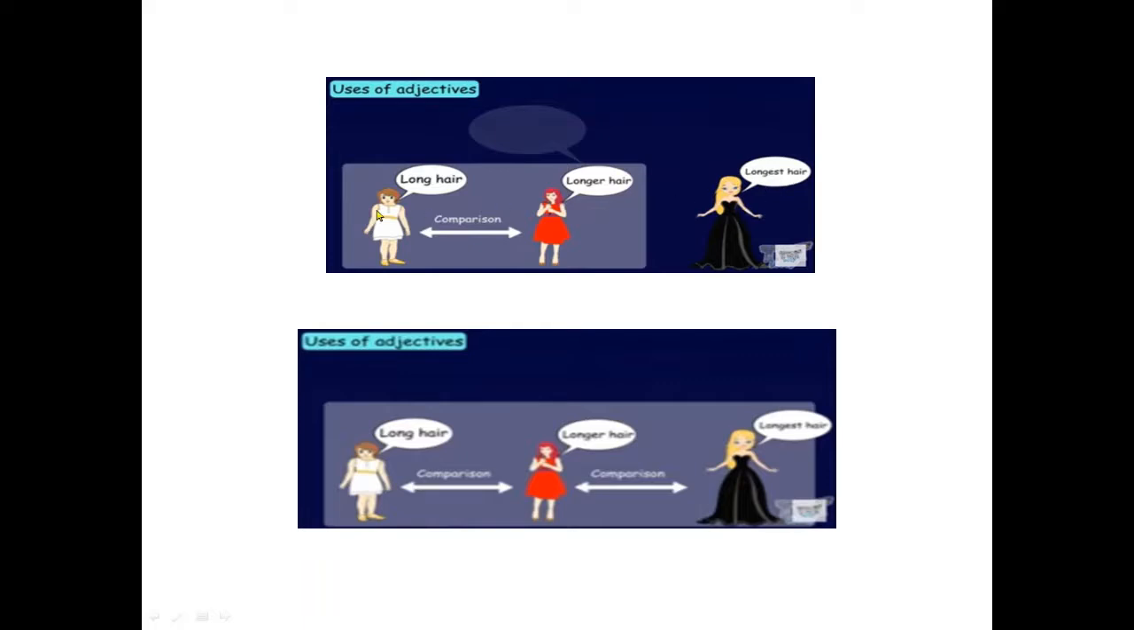So again we are using three forms of the describing word long for this noun hair, that is long, longer and longest. These are the three different degrees in which we are using adjectives. In this picture, comparison of these two is given, and here the superlative degree is also used. So we have to use three different words for these different kinds of comparisons.